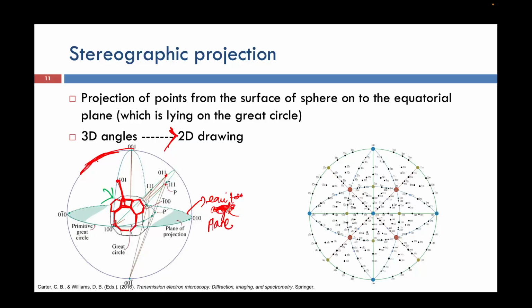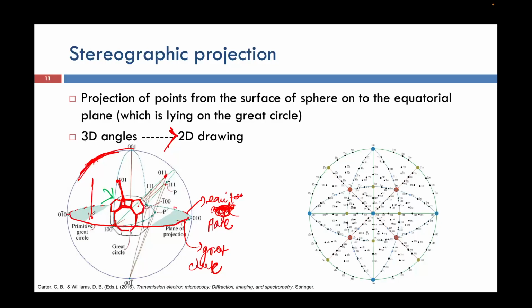This equatorial plane is actually lying on the great circle. This is the primitive great circle, as it is called in stereographic projection. So you put this equatorial plane, and you have taken all the normals and intersected them with the surface of this sphere. Now from those points you just draw a projection onto this plane.